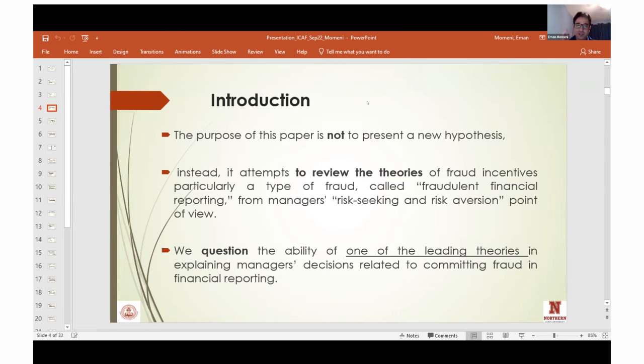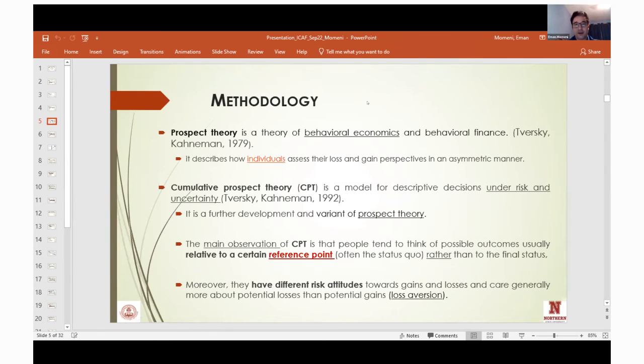Then, by focusing on the leading theories that explain fraudulent financial statements, we are going to ask our main research question. Based on our literature review, it concerns the capability and thoroughness of the leading method in explaining fraud theory based on cumulative prospect theory.